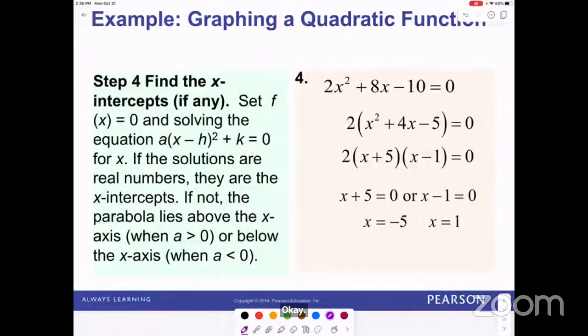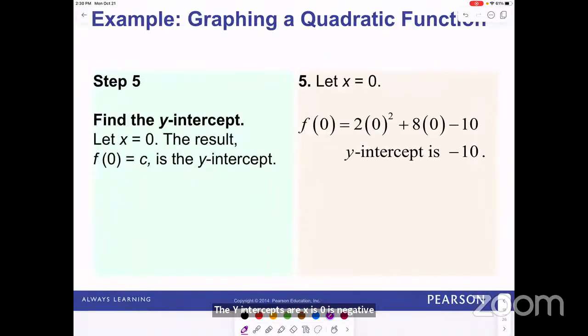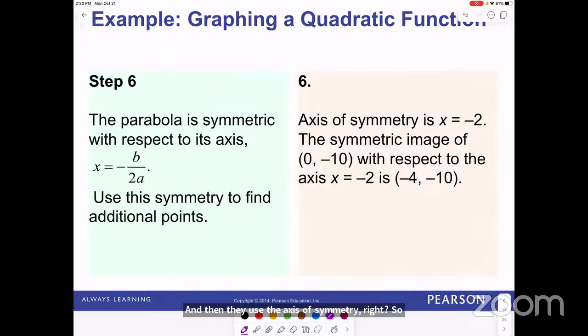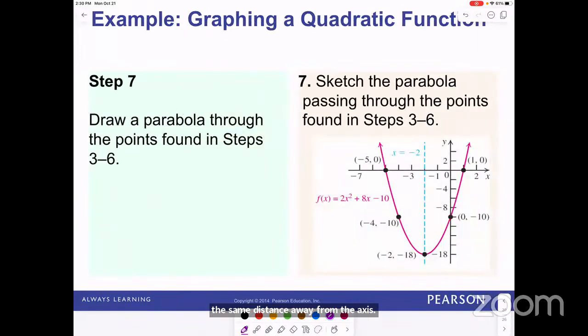So then they found the x-intercept. So they set y to 0, and they had to do some factoring, and they got -5 and 1, which I think we got. The y-intercept at x is 0 is -10, so we found that as well. And then they use the axis of symmetry, right? So the x coordinate of the vertex is the axis of symmetry of the parabola. So again, whenever we get one point on one side, we automatically get another point on the other, the same distance away from the axis, right? And so you can see that applied here. And I think we essentially had those same points.